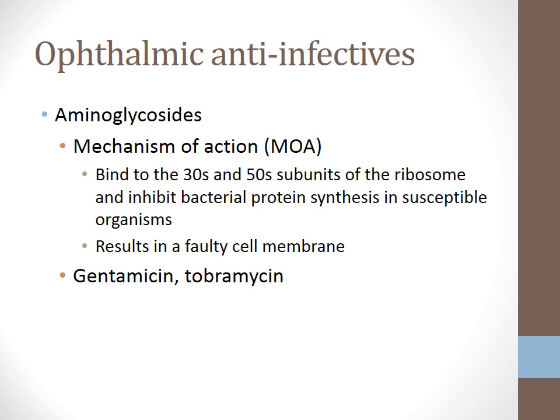Aminoglycosides are also a common antibiotic used in the eye. Aminoglycosides bind to the 30S and 50S subunits of the ribosome and inhibit bacterial protein synthesis in susceptible organisms. And what this does is it results in a faulty cell membrane of the organism. Medications that we see used in ophthalmic preparations of aminoglycosides include gentamicin and tobramycin.